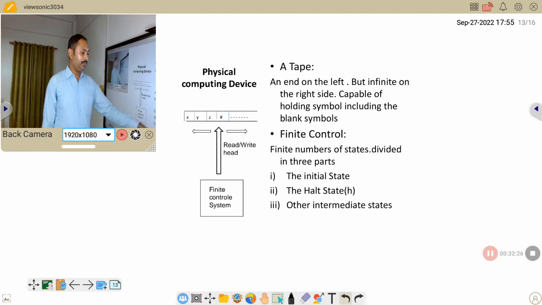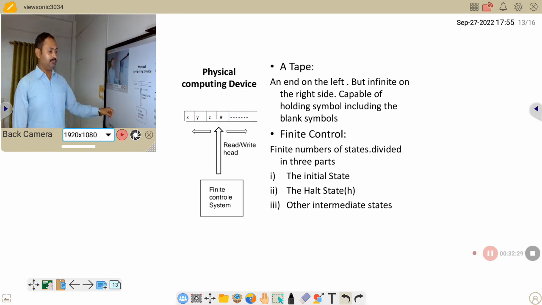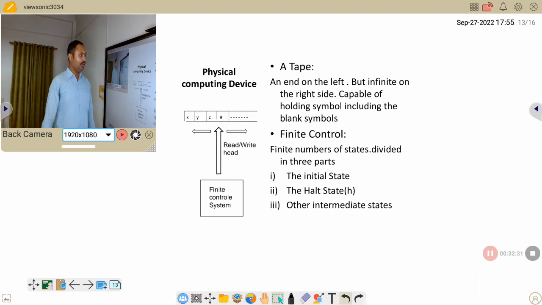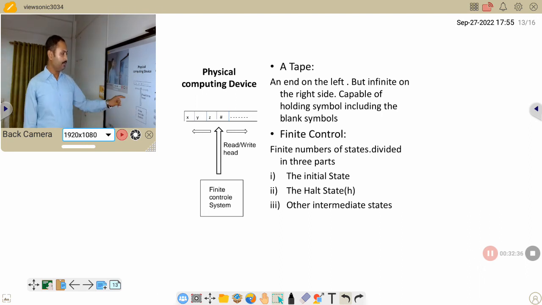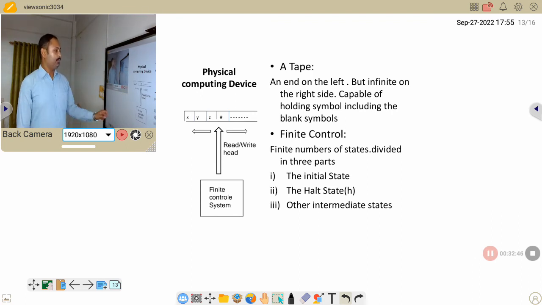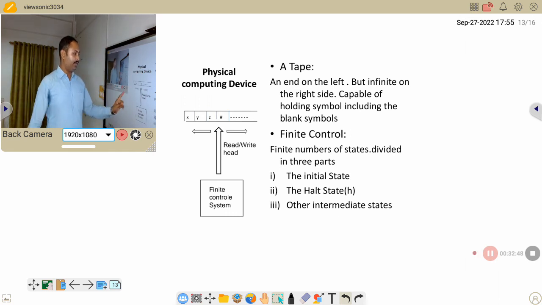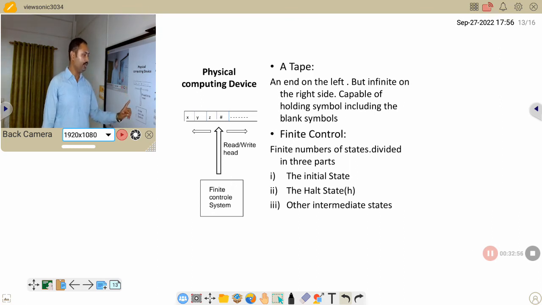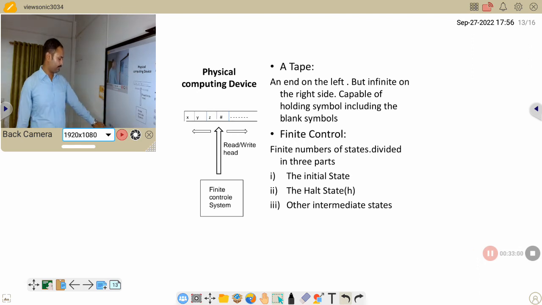And other intermediate states, if necessary, we have to add over there. So these are the special features of Turing machine. And here another point is this read-write head can move in left direction and also a right direction. But in previous machines, the read head can only move from left to right. But here in this Turing machine, the read-write head can move in left direction and also a right direction.